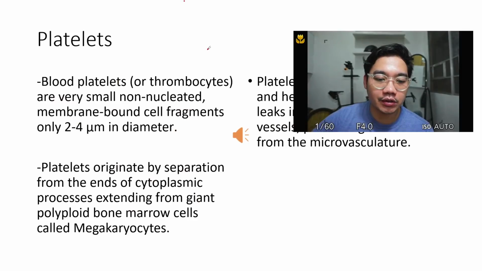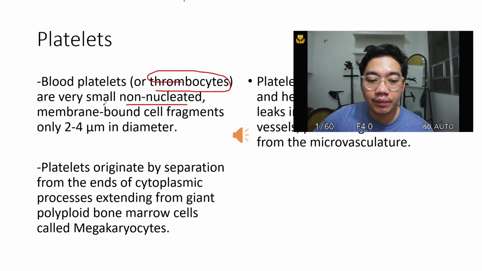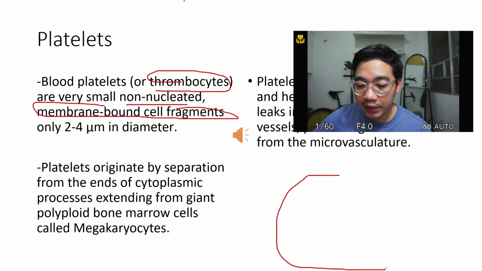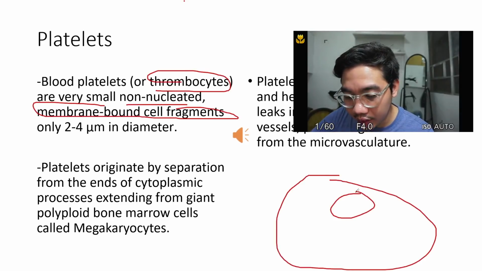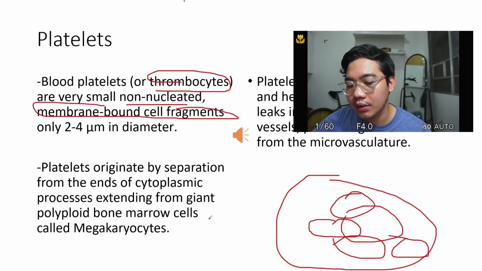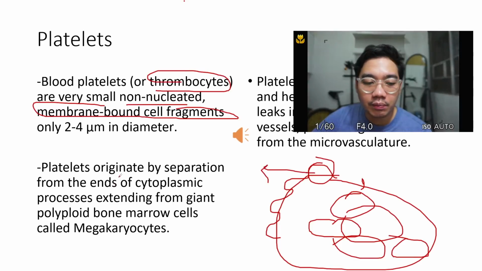So next are platelets. The last but not the least is your blood platelets or thrombocytes. Very small, non-nucleated, membrane-bound cell fragments only. So, they originate from your megakaryoblast, no? Megakaryocyte. The biggest hematopoietic cell in your bone marrow. This megakaryocyte has plenty of cytoplasmic projections, and these projections chip off, which become your platelets, no?